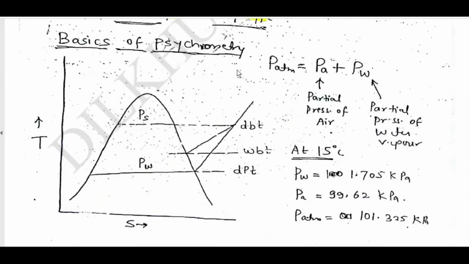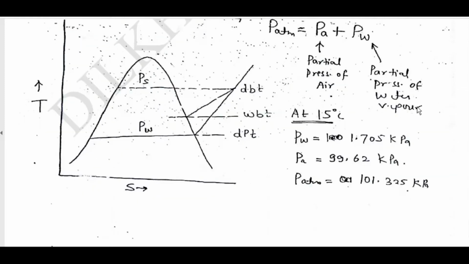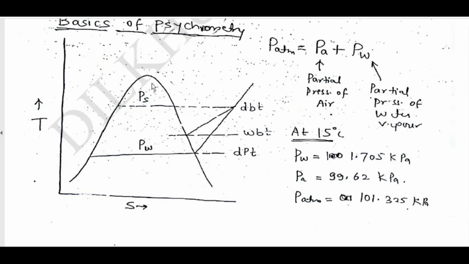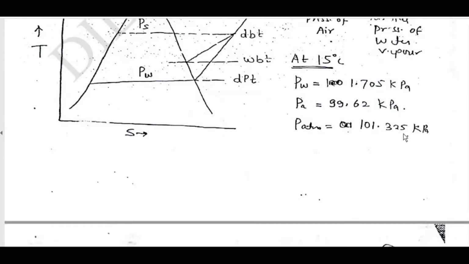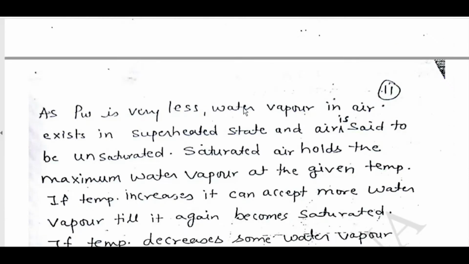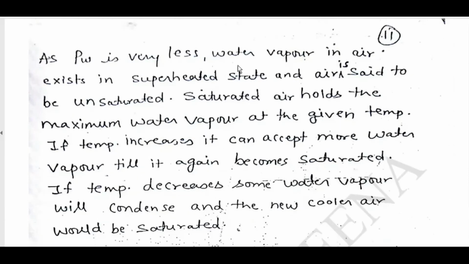Basics of psychrometry. P atmosphere = PA + PW, where PA is the partial pressure of air and PW is the partial pressure of water vapor. Terms: TS, PS, PW, DBT, WBT, DPT. At 15 degrees, PW = 1.705 kPa, PA = 99.62 kPa, P atmosphere = 101.325 kPa. As PW is very small, water vapor in air exists in a superheated state and the air is said to be unsaturated.